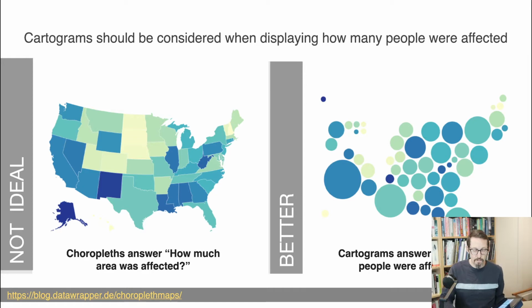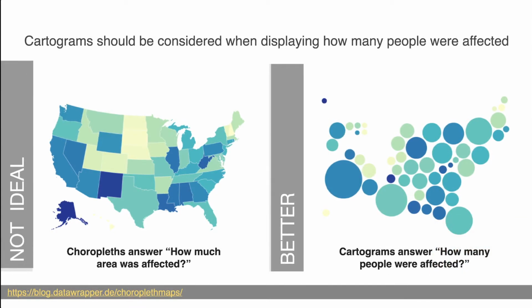But if we were after something more like how many people are affected, then we want to use a different method, right? Because states that are large, like Montana, have huge amounts of area, but they have tiny, tiny amounts of people. So if I've counted right, this right there should be Montana. Oh wait, no, sorry, this one right here. That one's Montana, right? Giant, giant area, tiny, tiny number of people.